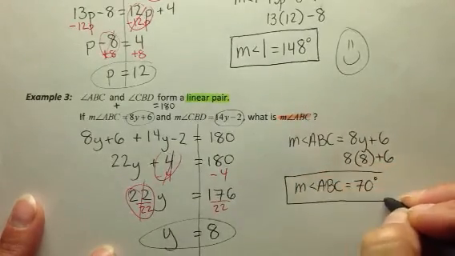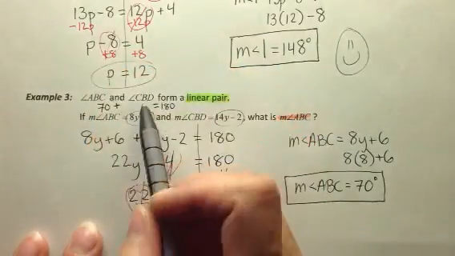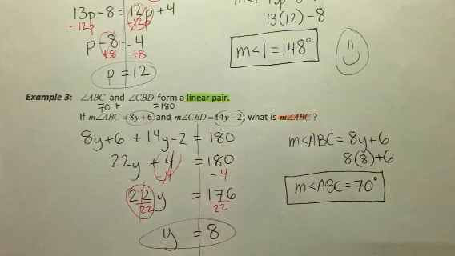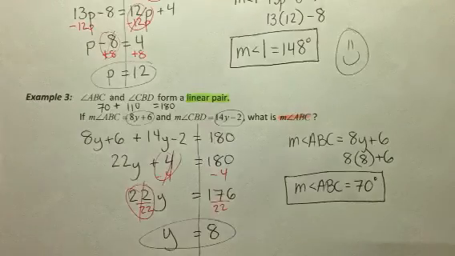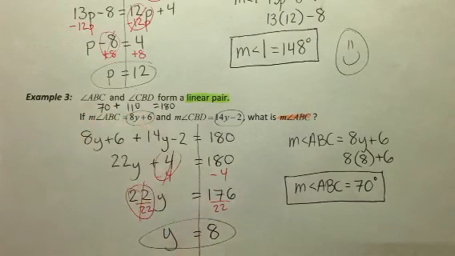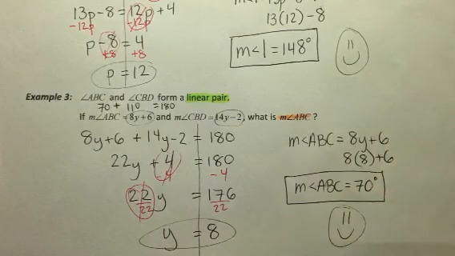Okay? Now, I have answered the question, but I'd like to take that extra step. It's real quick to check it. So I'm going to come in here. This was 70. Now let's find out what CBD is. So CBD is 14 times 8 minus 2. I got 110. And these two angles are adding up to 180. So I'm feeling pretty good. Which means I'm going to add that.